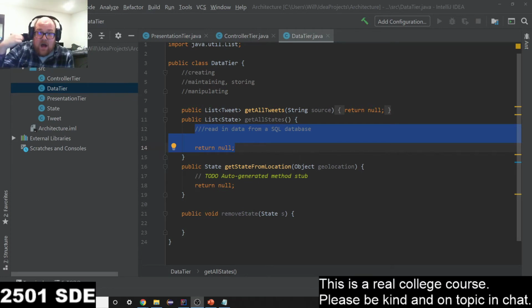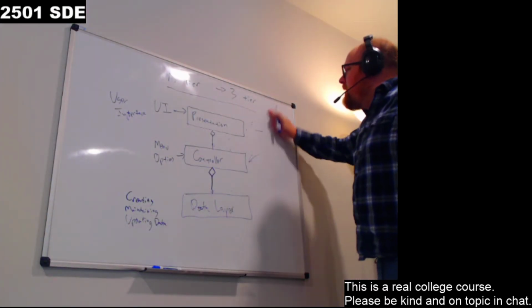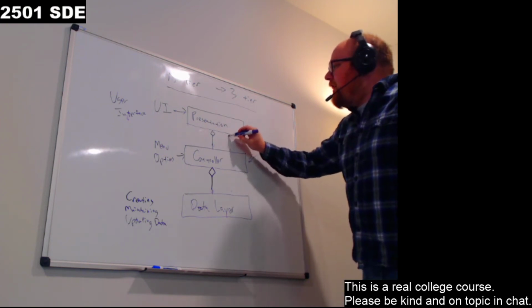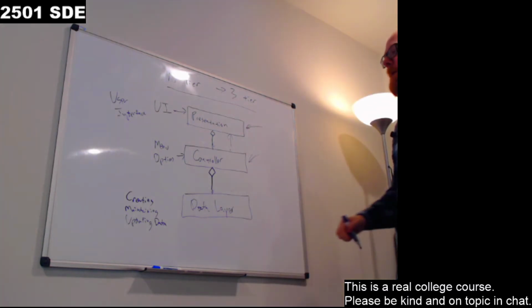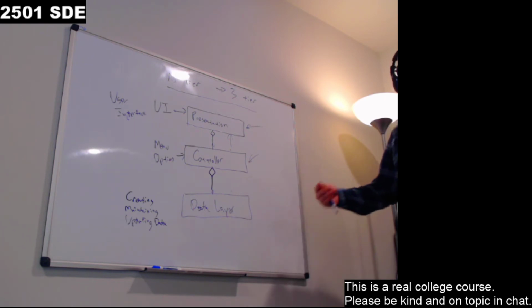changes to interface cascade up. They do not cascade down. And so if I made a change, say, to the controller layer's interface, let's say this interface changes. If the controller layer's interface changes, necessarily that change will propagate. I will have to update the presentation layer. But I may not have to change the data layer at all. Again, unless I'm adding a brand new feature.